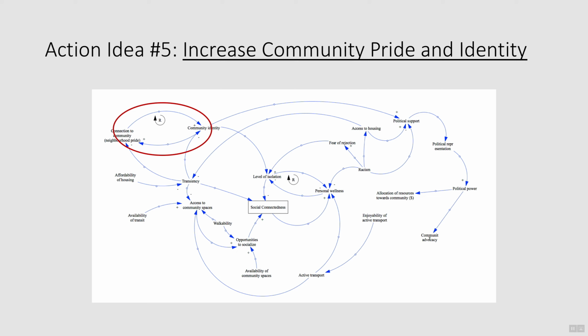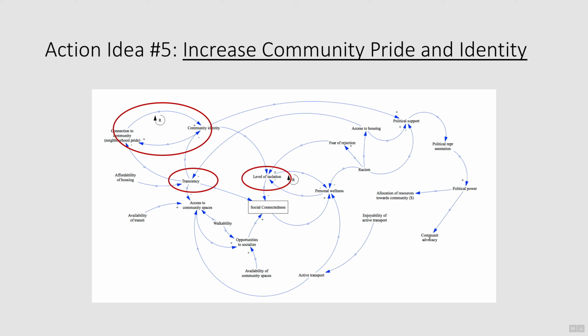In this causal loop diagram, the role of connection to the community is reinforced through a positive feedback loop with community identity, meaning as connection to the community increases, the community identity increases, and this is amplified in a feedback loop. The participants identified this as an important leverage point in the system, particularly since it was also connected to transiency and level of isolation, which ultimately fed back into social connectedness.